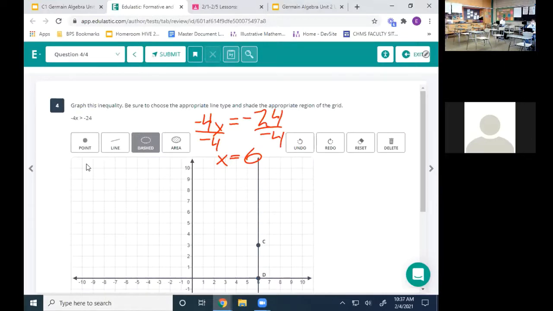Sadie, let me know if it works this time. You hit the dash button, you click the line. If it doesn't work, maybe try clicking the area and then the dash again. Try clicking a couple times. Mine is a little bit weird because I'm on the smart board. I did it. Sadie, did you get it to work, my friend?